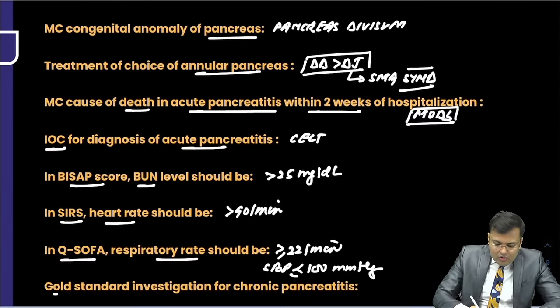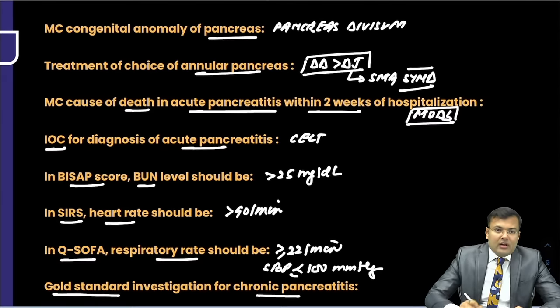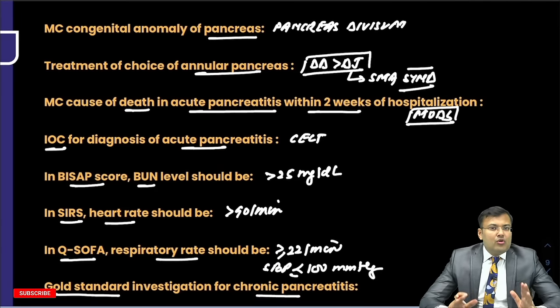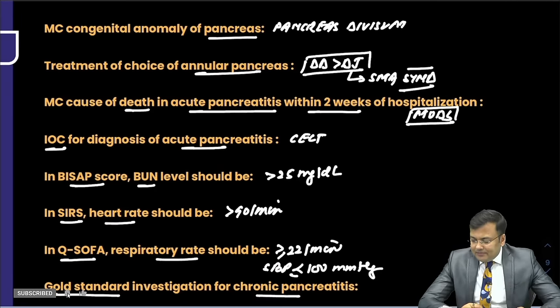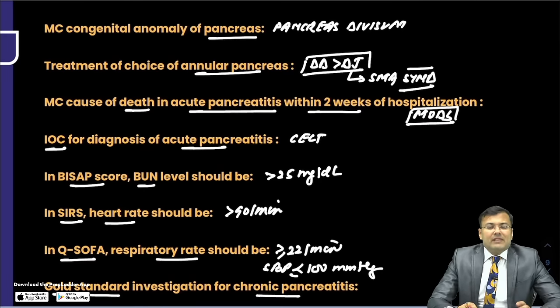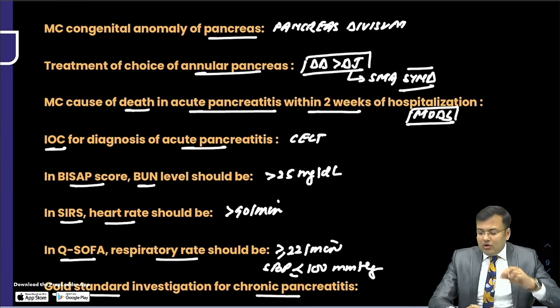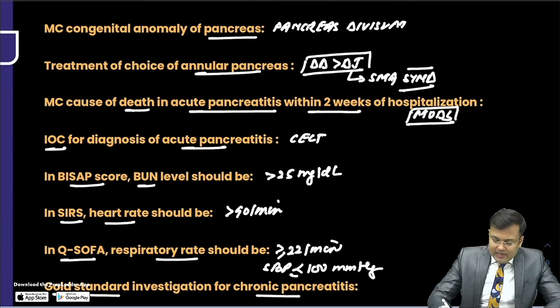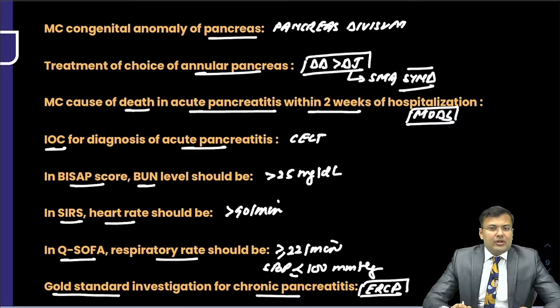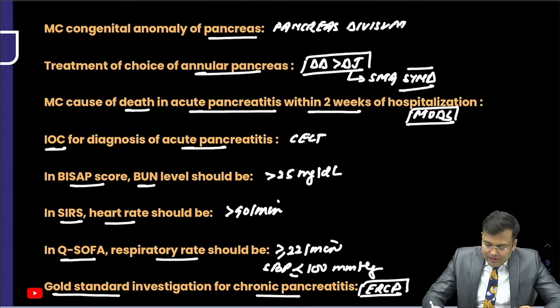Next question. Gold standard investigation for chronic pancreatitis. Tell me, guys. No, Ashif, MRCP is the investigation of choice. I'm asking the gold standard. Majority of you are correct. Which investigation is diagnostic and therapeutic? That is ERCP.